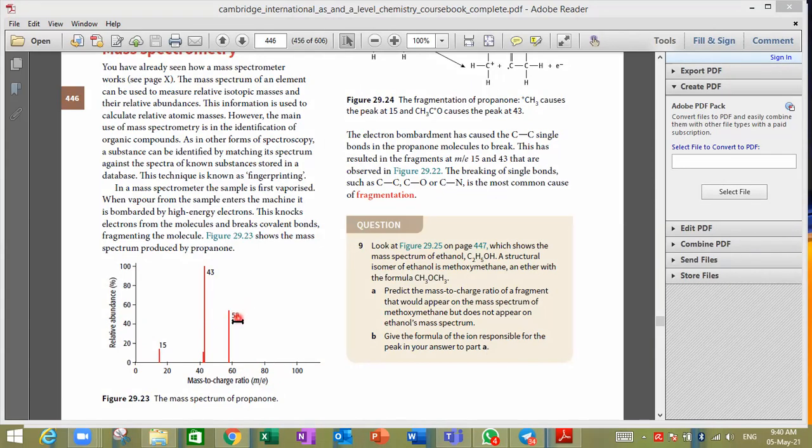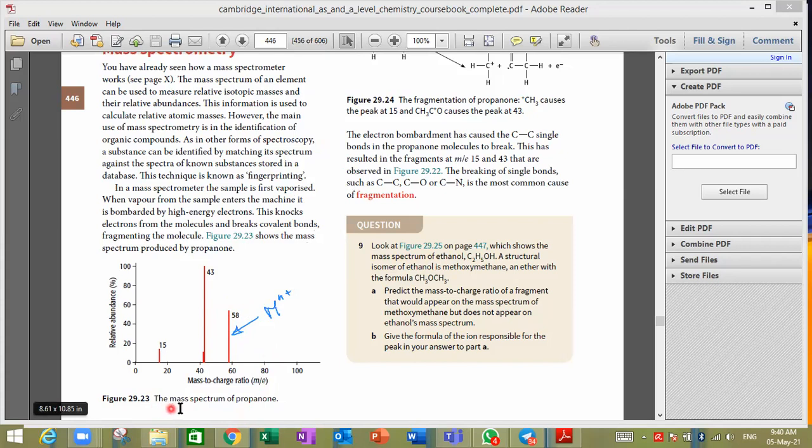You will see, of course, that we have different peaks here. And as I told you, the last peak here is called the molecular ion peak. This is the molecular ion peak, and from it we get the molecular mass of the compound.